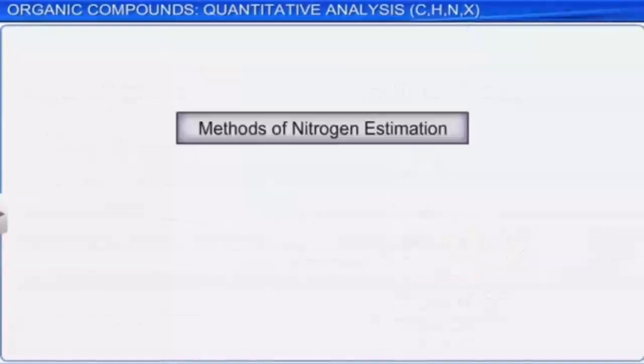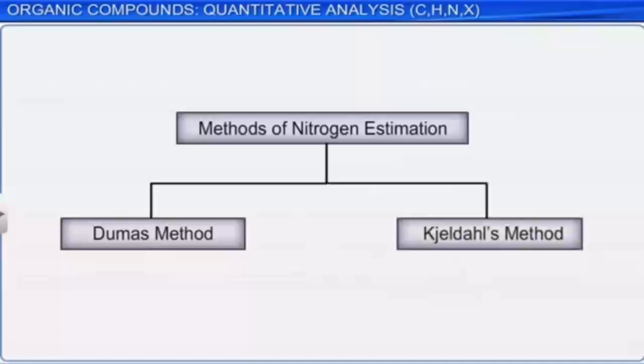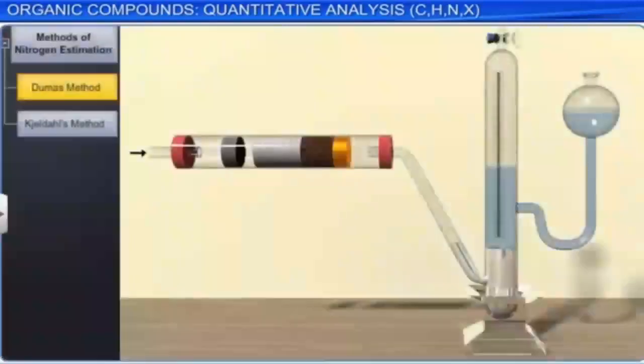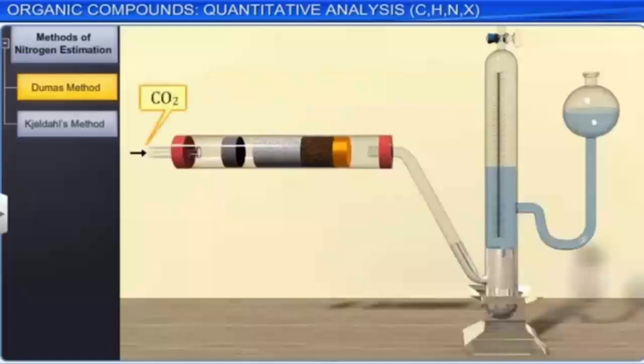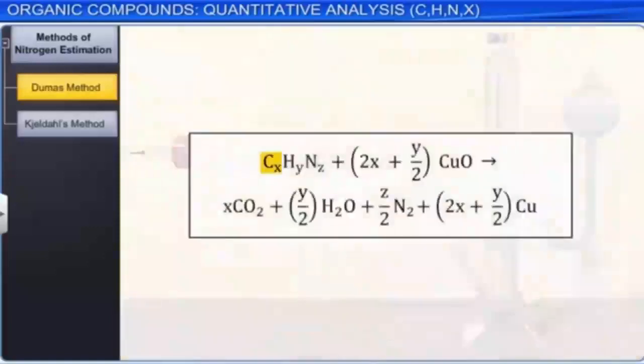For the estimation of nitrogen, two methods, the Dumas method and Kjeldahl's method, are used. In the Dumas method, a known mass of an organic compound is heated strongly with coarse cupric oxide in an atmosphere of carbon dioxide. Carbon and hydrogen get oxidized to carbon dioxide and water, while the nitrogen present in the organic compound is converted into free nitrogen.